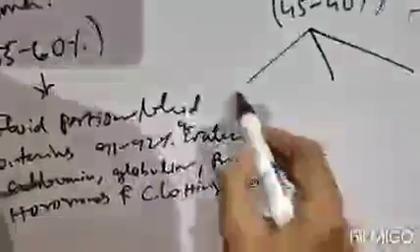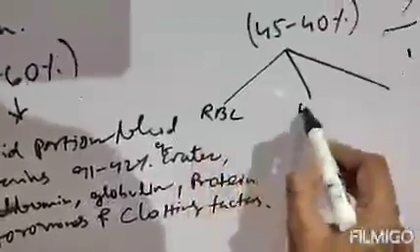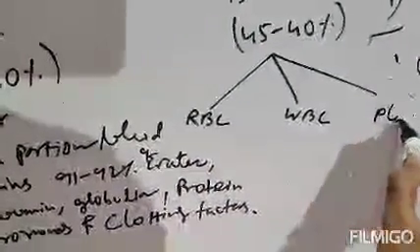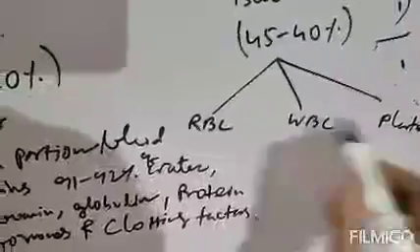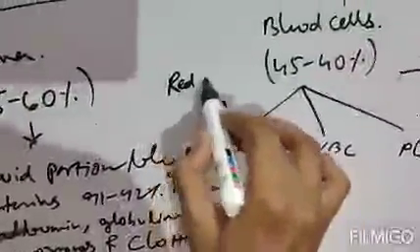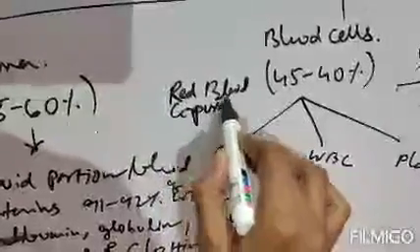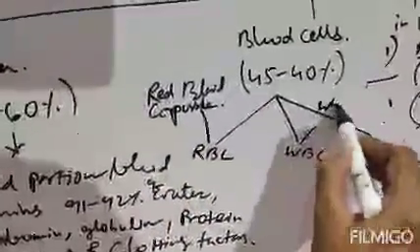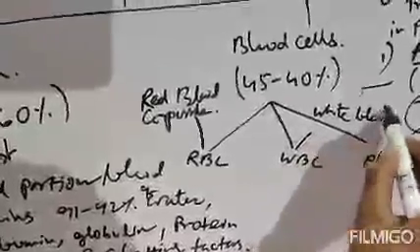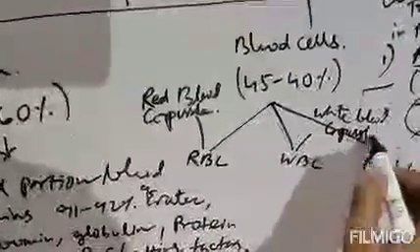Next, coming to blood cells. It can also be divided into three parts. One is RBC, one is WBC, and number 3 is platelets. RBC stands for red blood corpuscle. WBC stands for white blood corpuscle. This is the full form of RBC and WBC.